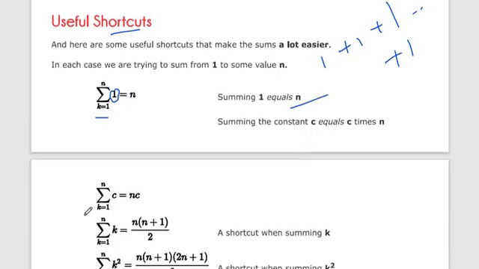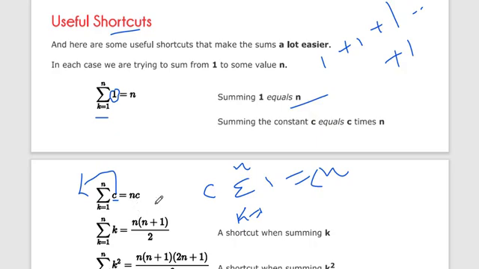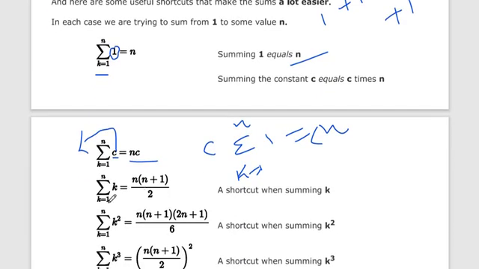Now the second: the sum from k equals 1 to n of c, where c is our constant. We can take c out, so it becomes c times the sum of 1 from k equals 1 to n. The sum of 1 we all know becomes n, so it is n c.